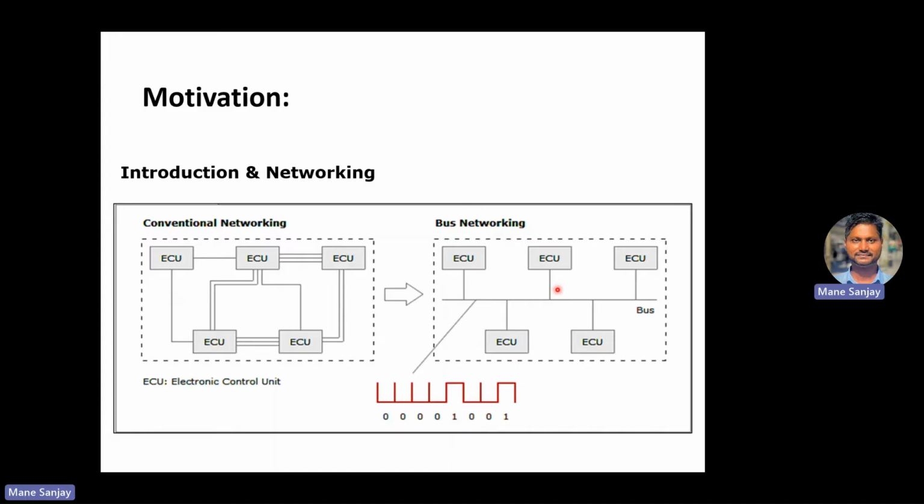I won't say the single wire, but here we are just referring in the figure to the single wire. This is called the bus networking, and this is the conventional networking. That was the motivation for the invention of the CAN protocol, because here you need more wiring harness, and it is a very unreliable way of data transmission.